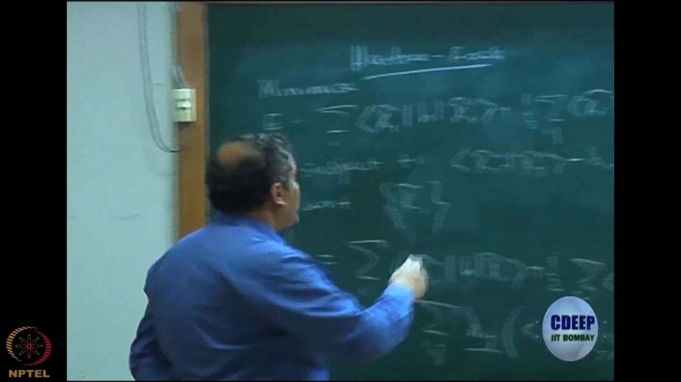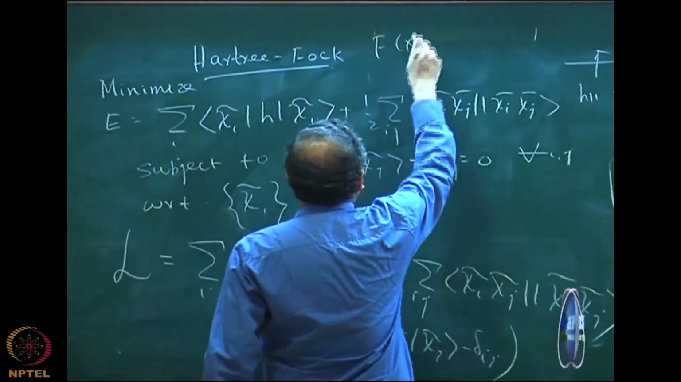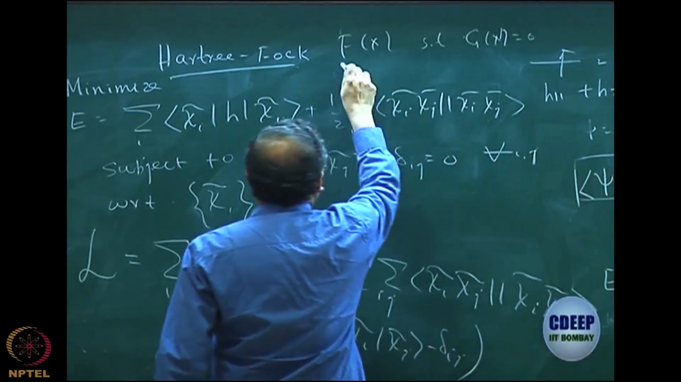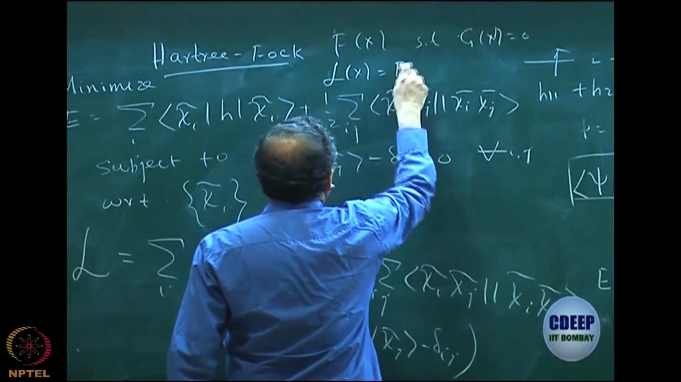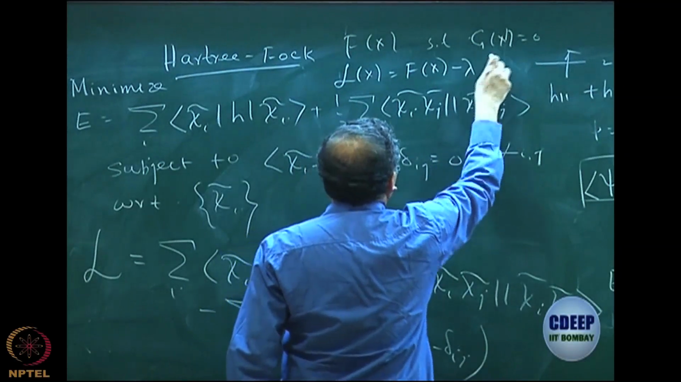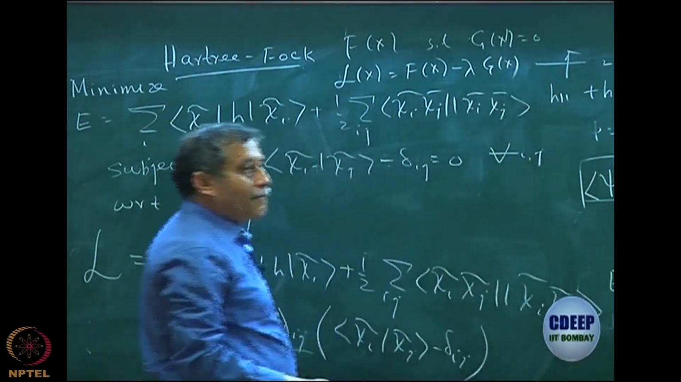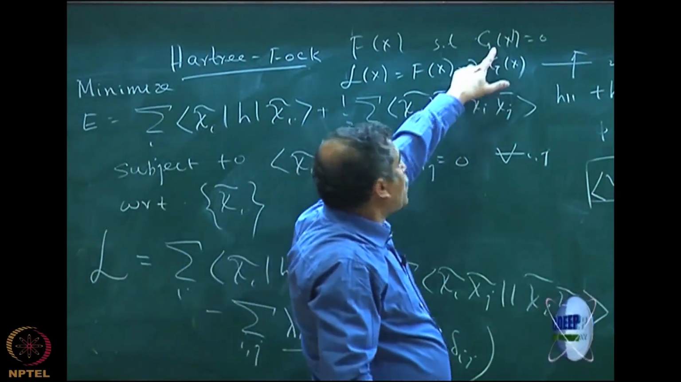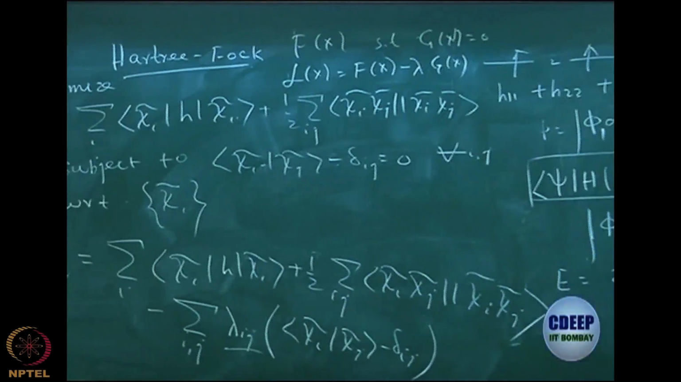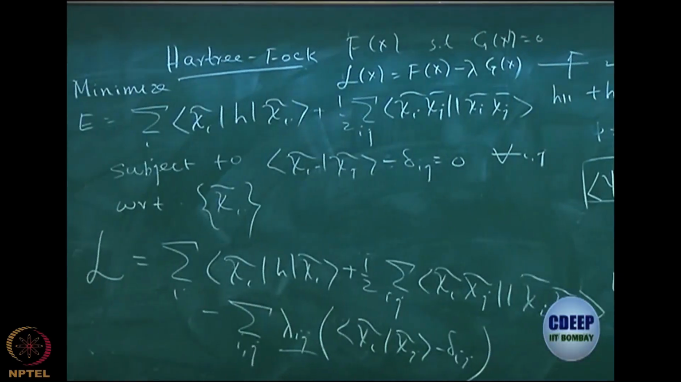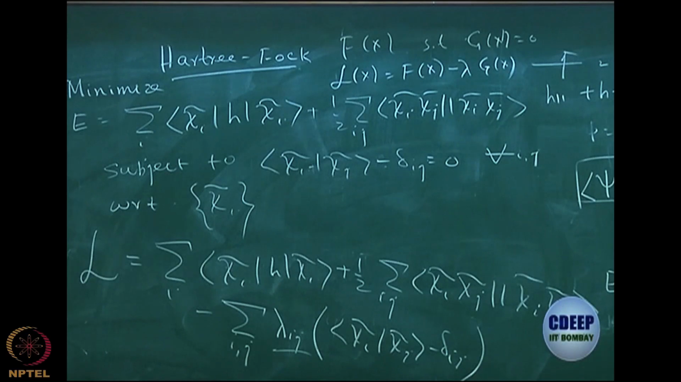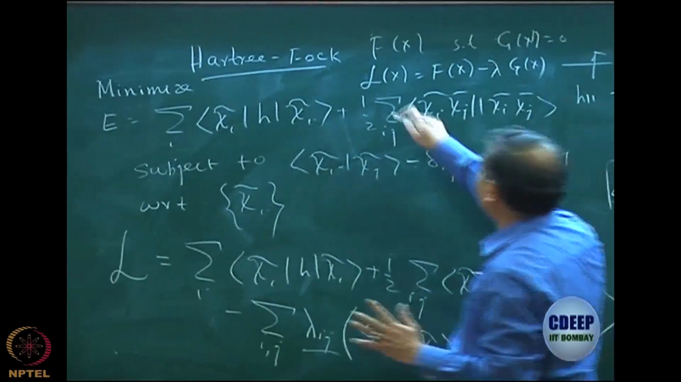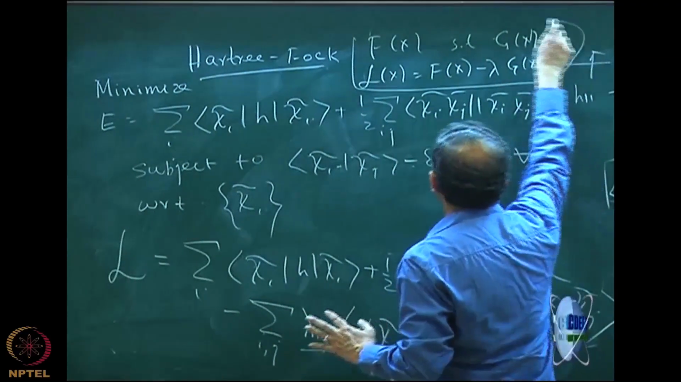For those who do not know the Lagrange variation, this is basically the reason it is used. If I have to minimize a function f of x subject to another function g of x equal to 0, then you consider L of x, which is f of x minus or plus lambda times g of x, and vary with respect to x and lambda. If you vary with respect to lambda, g of x automatically goes to 0. So in the process of variation, I am constraining my equation the way I want. So that's the basic idea of the Lagrange variation.